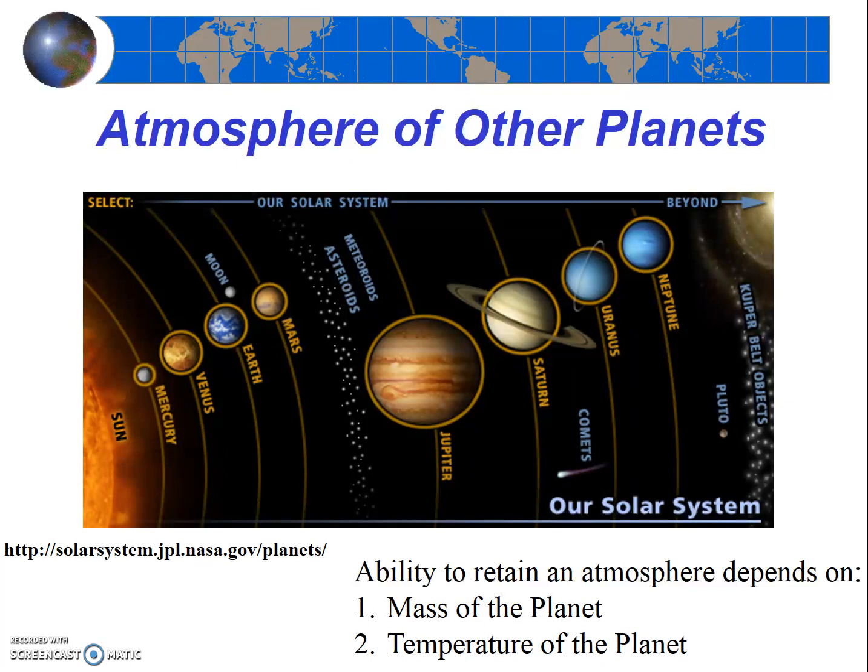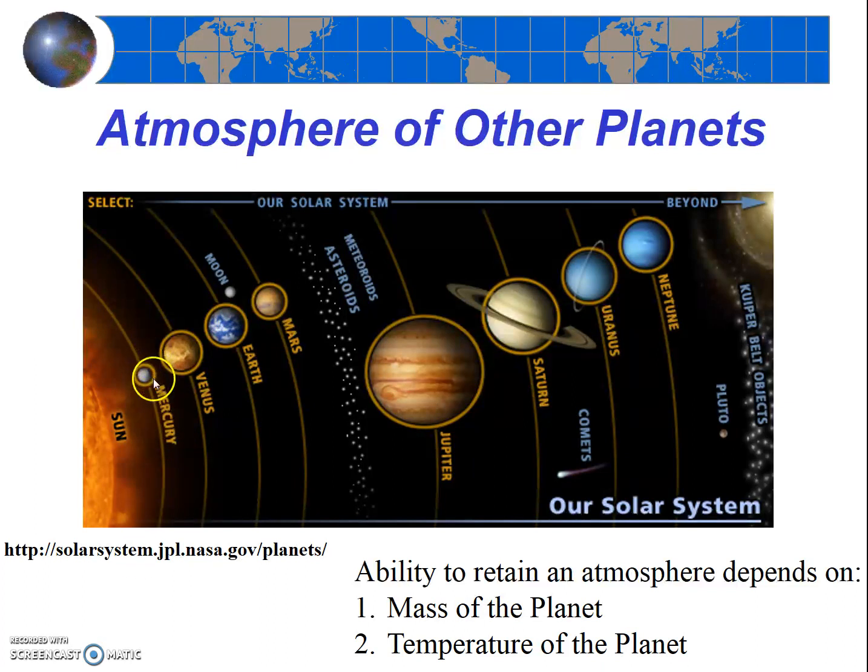Of course, this simple explanation of mass and temperature and how it affects a planet's atmosphere is a simplification of what might be studied in more depth in an astronomy class, but it gives us the foundation for understanding how atmospheres may differ among the planets. Let's look at a couple planets.